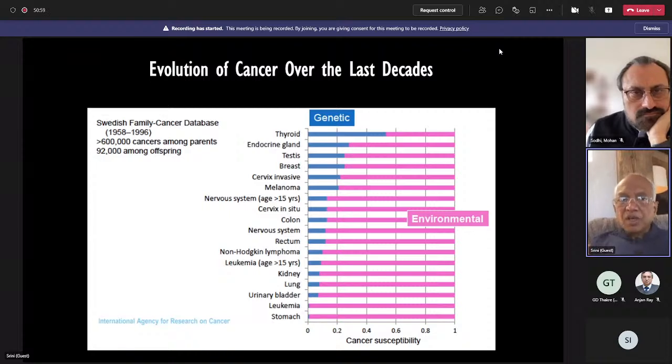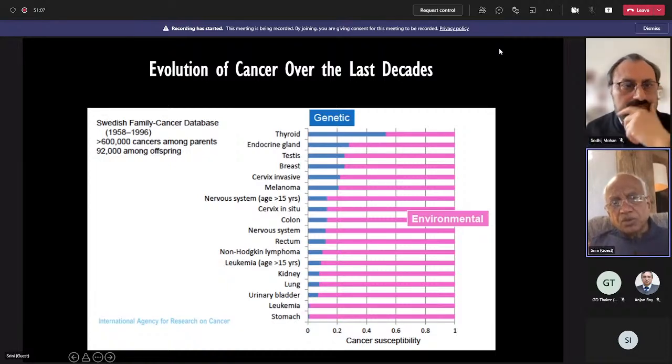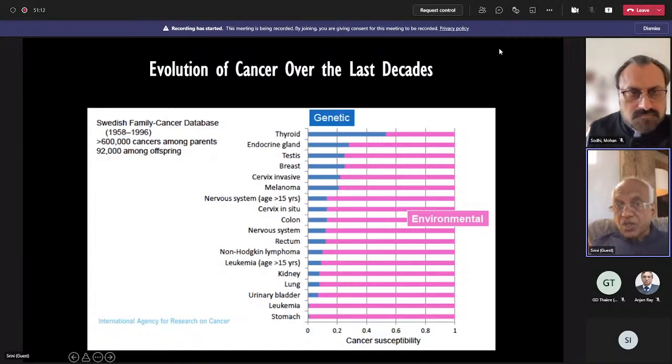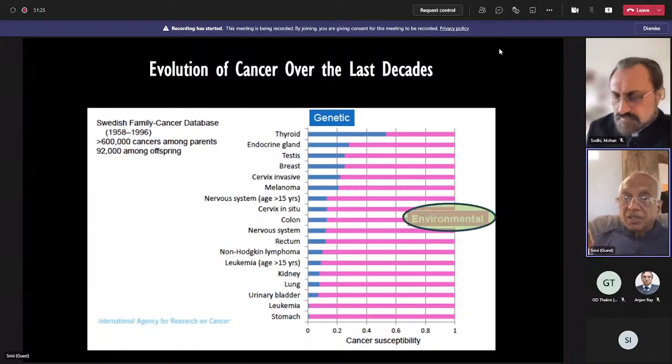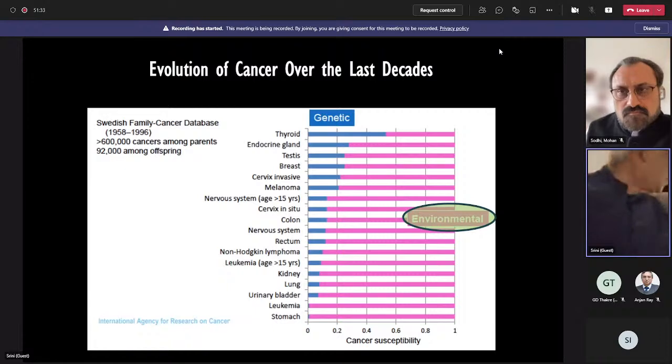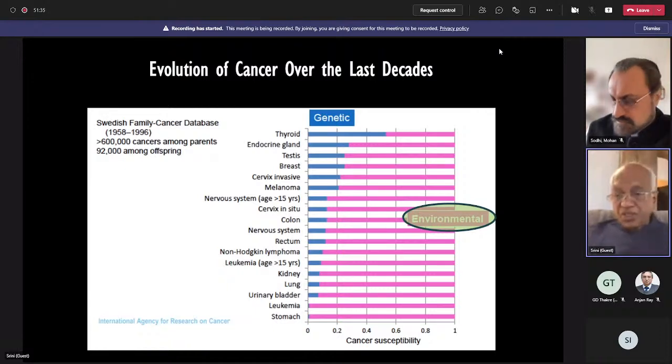One thing is extremely clear. A study done on 600,000 cancers among parents and 92,000 among offspring, a beautiful study done from 58 all the way up to 96, showed that it's not the genetic component which is important. It is the environment that will tilt your susceptibility towards cancer. That is dramatic. And therefore, environment is something that I'm interested in, something extremely crucial.